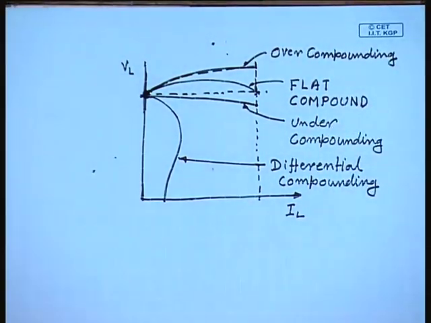So, the advantage of a compound generator is that the number of series field turns can be controlled to give a very wide variety of output characteristics for the cumulatively compound generator, and this is practically used almost universally.